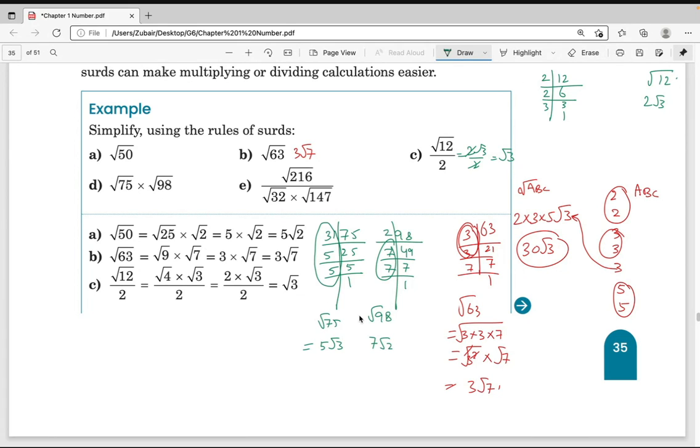And the question was multiplying them. So outside number with outside number, 7 times 5 is something. Oh, 35. And 3 times 2 is 6. So this is 35 square root 6. E part. 216, 32, and 147.